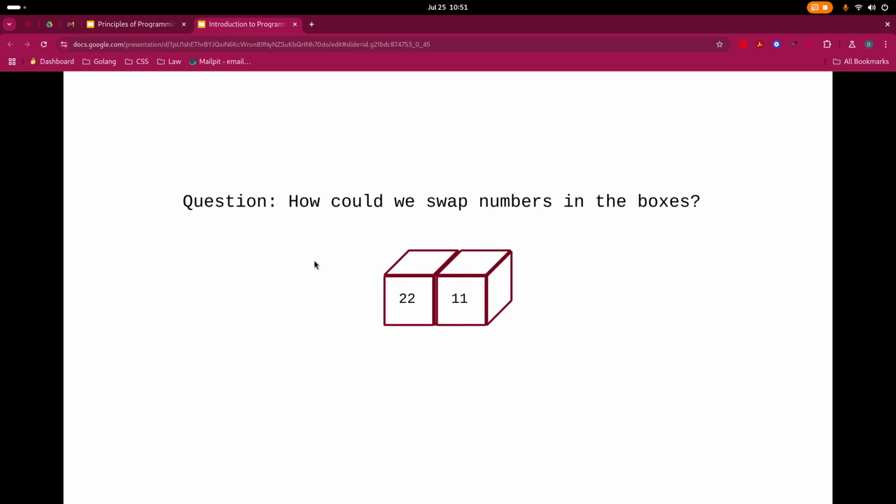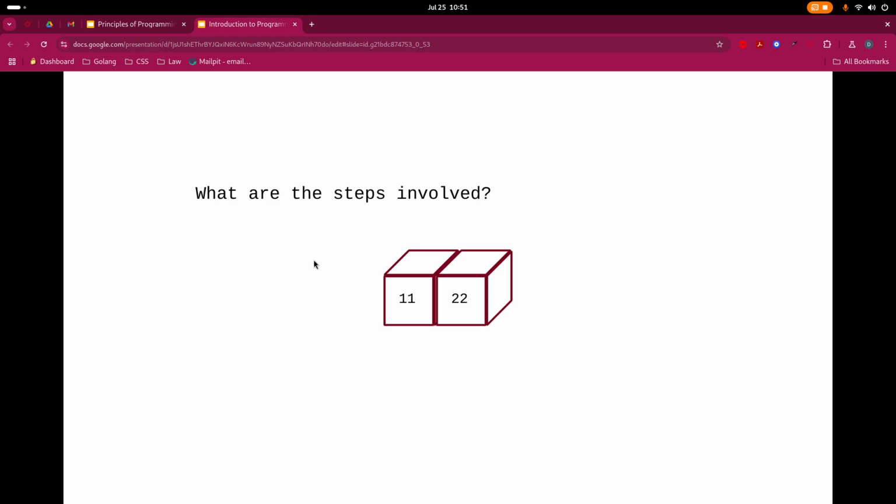So let's look at a question. What if I have these two boxes, 22 and 11? Box 1 has 22 and box 2 has 11. So how could I swap the values inside those boxes such that I end up with 11 and 22? What would the steps be?